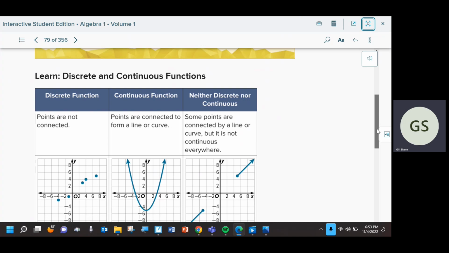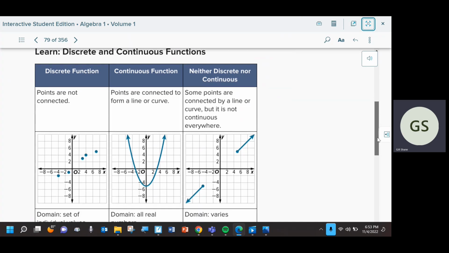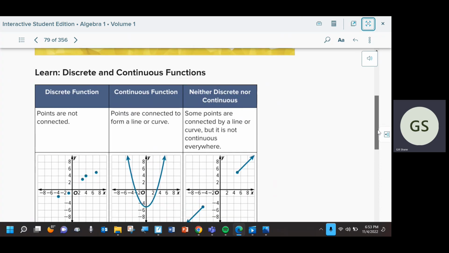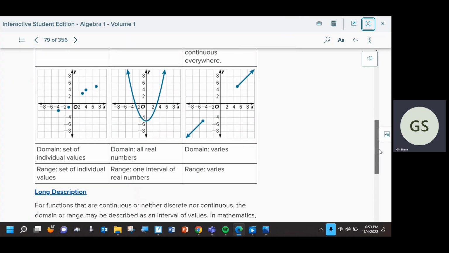We're talking about discrete and continuous functions. Again, remember, functions are just a certain type of data. So it's not an extremely intense lesson. There are no real calculations. There are definitely some notes and some things that you're going to have to remember, but there's not a lot of calculations like solving equations.